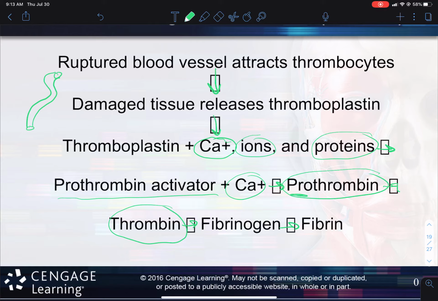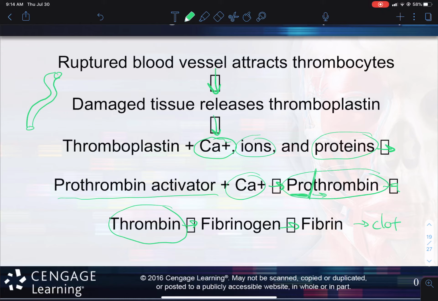Anything with the word pro in it usually gets modified or cut into whatever word follows after pro. So then we have thrombin. Thrombin is the active form of prothrombin. Thrombin can then recruit fibrinogen. Fibrinogen can become its active form, fibrin, and then we finally can produce a clot.